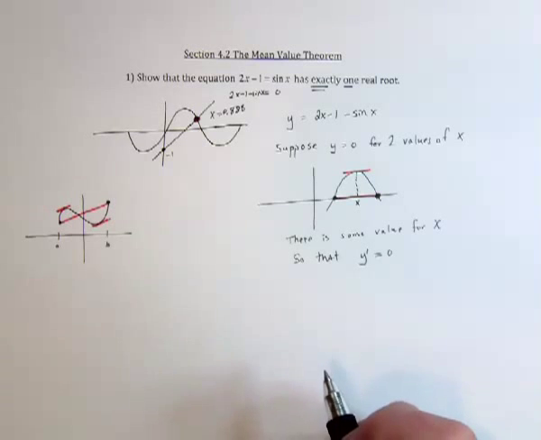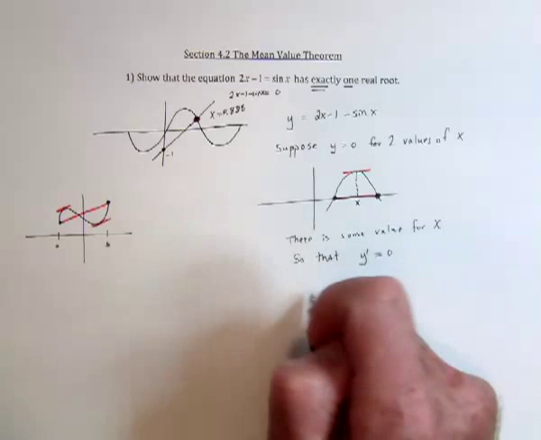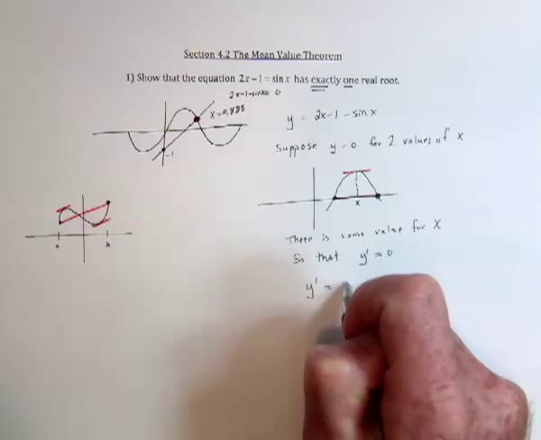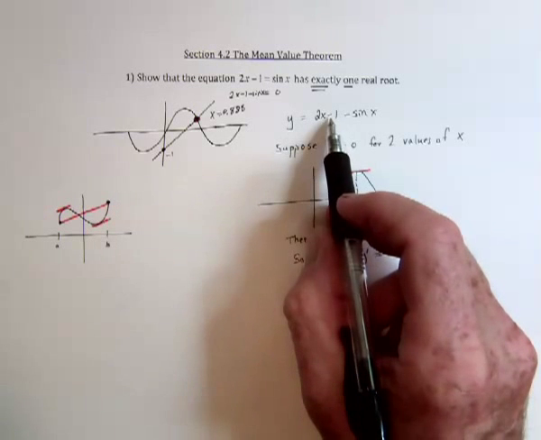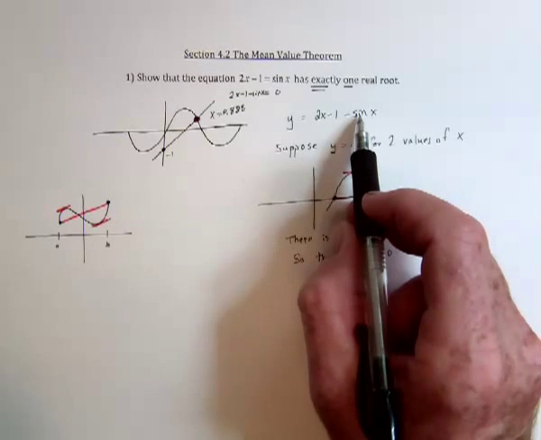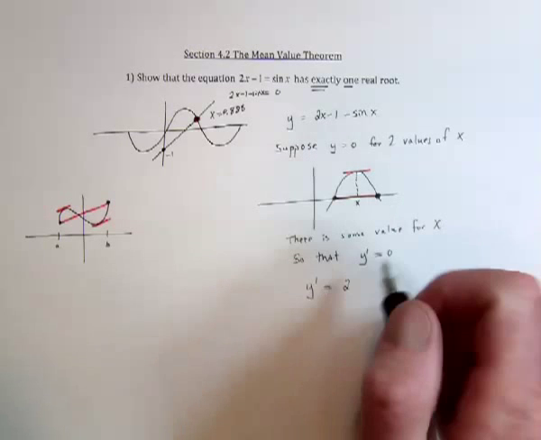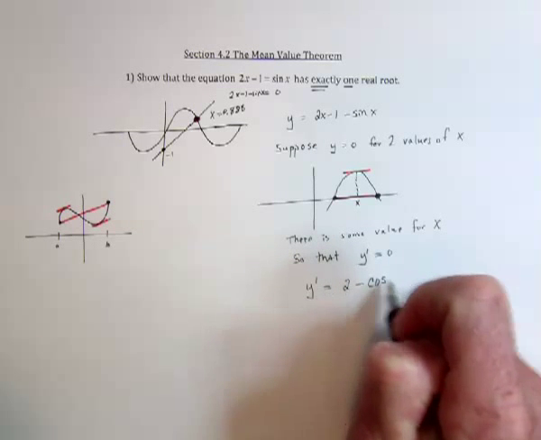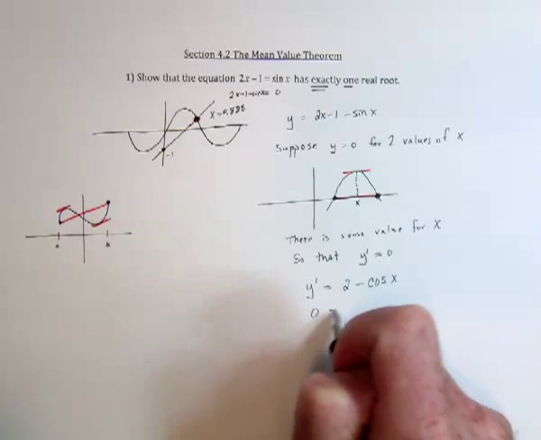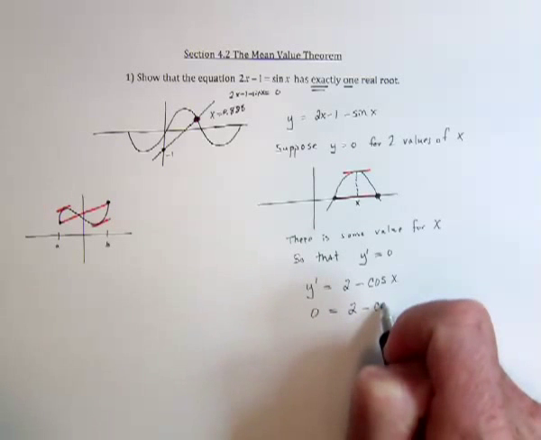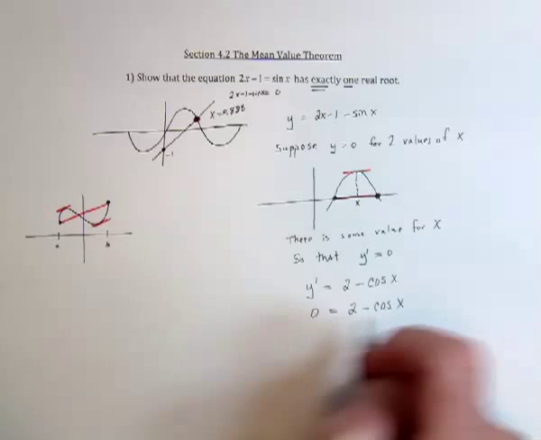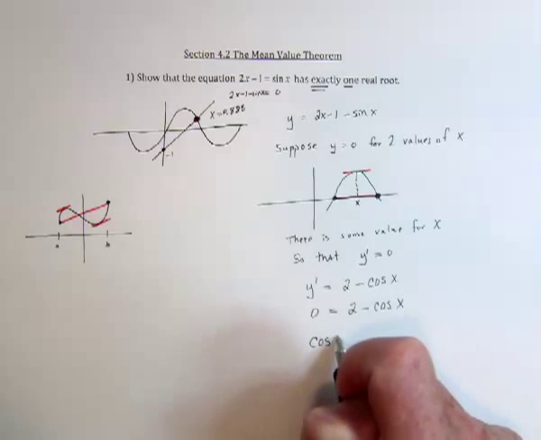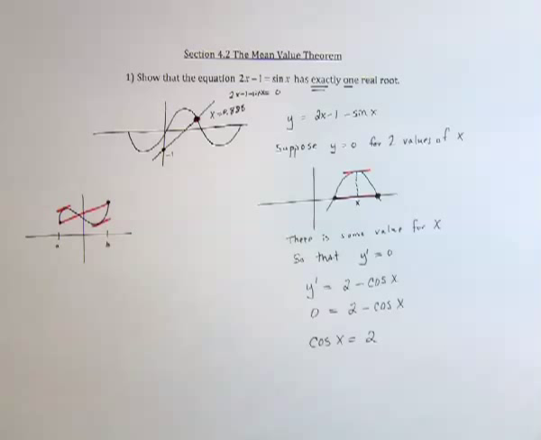Alright, go back to this and take the derivative. So it's going to be a 2. Derivative of that 0. Derivative of that is cosine, so it's going to be a negative cosine. Set that equal to 0. And then move the cosine over. So cosine of x is equal to 2, which is impossible because the biggest the cosine ever gets is 1.